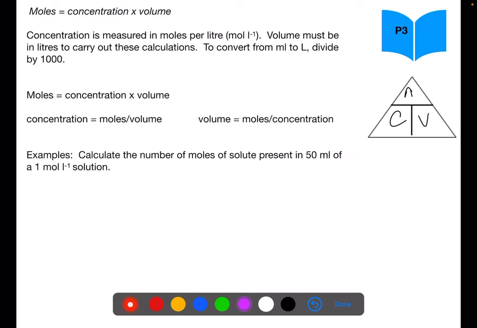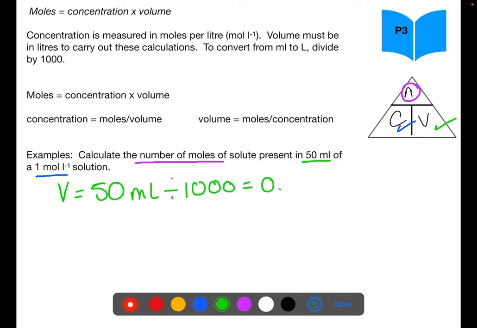In this calculation, we're trying to find the number of moles of solute that we have in 50 mL of a 1 mole per litre solution. We're trying to calculate the moles, we've been given the volume, and we've been given the concentration. The volume has been given in millilitres, so we first need to change this into litres. To do this, we divide by 1000. This means that we have 0.05 litres of solution.